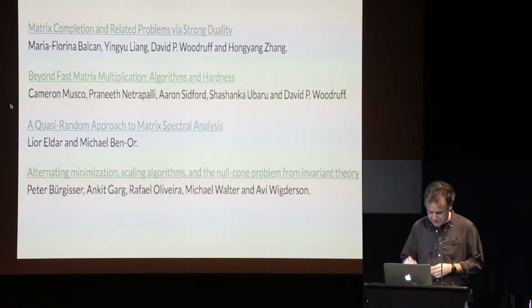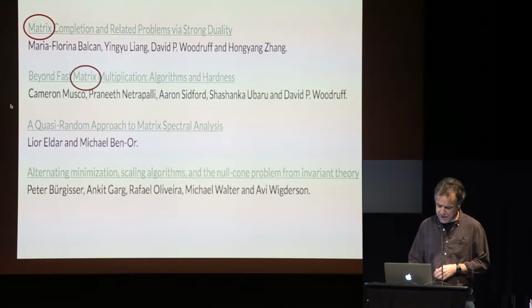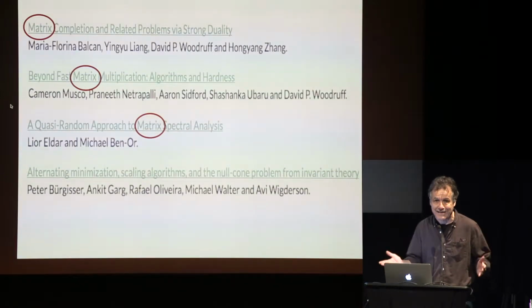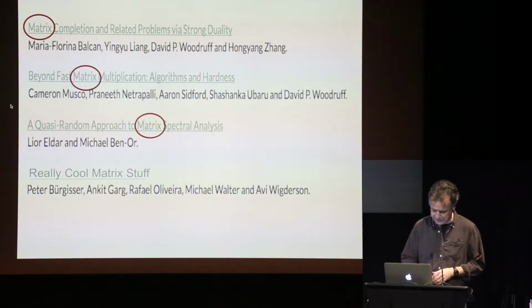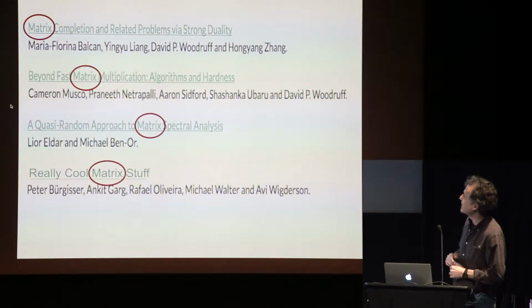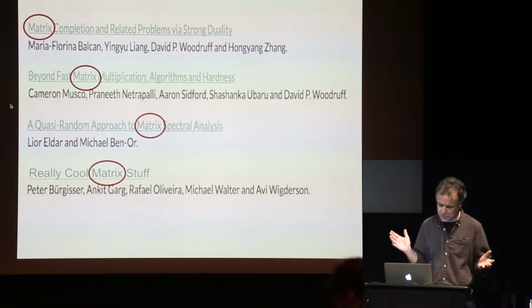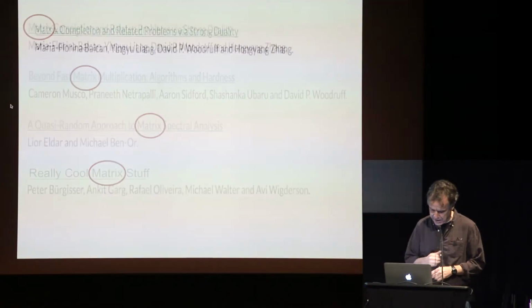So we've got 4 talks, and they're all about matrices. You know that because it says right here, matrix. This one says matrix, this one says matrix. Now the 4th one does not, because they got the wrong title, but the actual title is really cool matrix stuff. So that's 4 talks on matrices. If you still don't know what a matrix is by the 3rd talk, the 4th one will give you a chance to catch up.